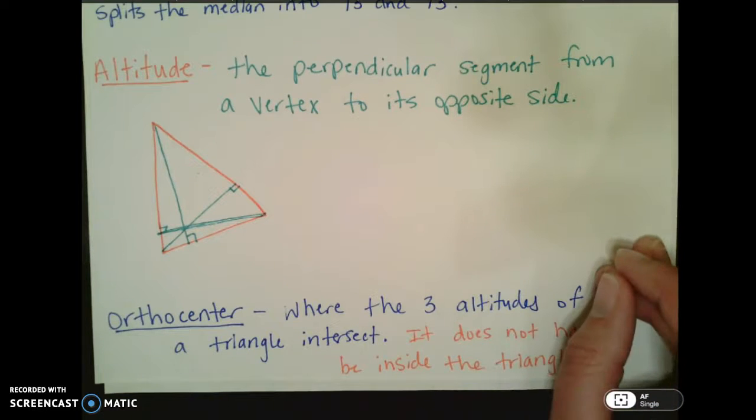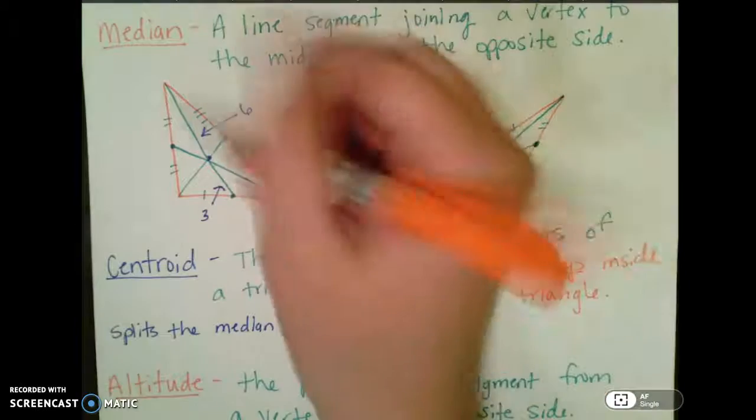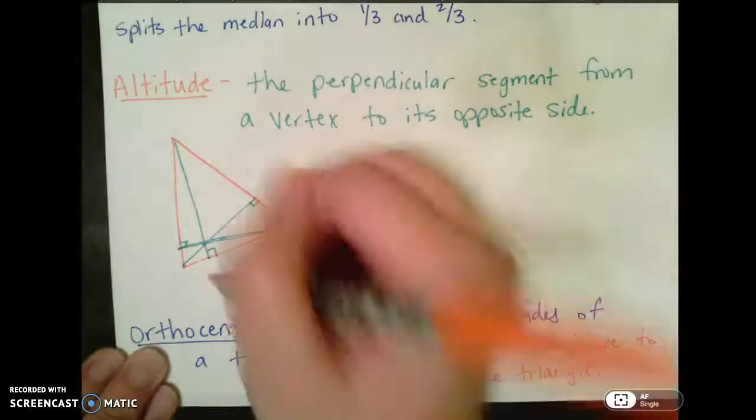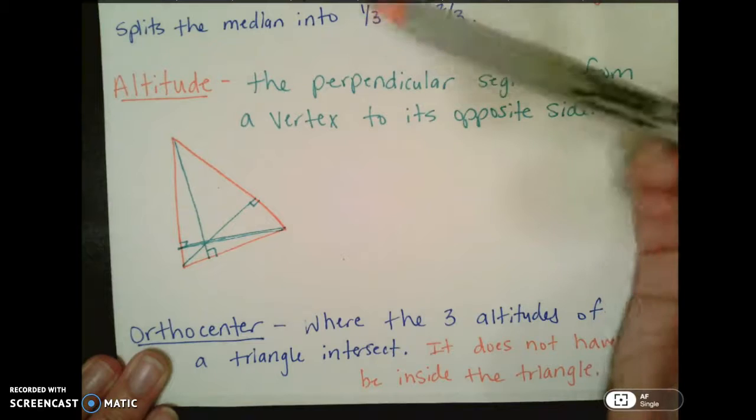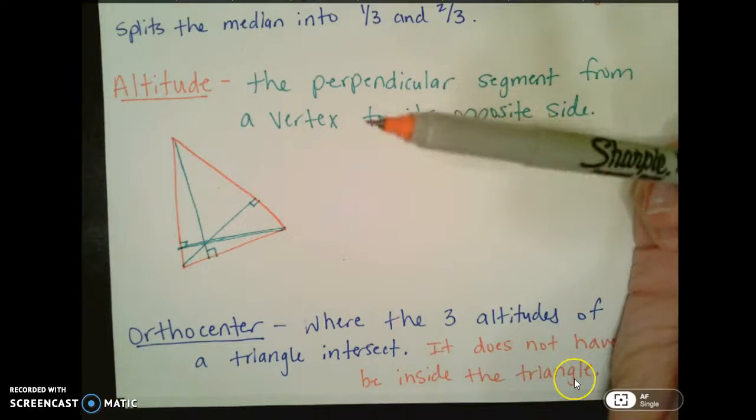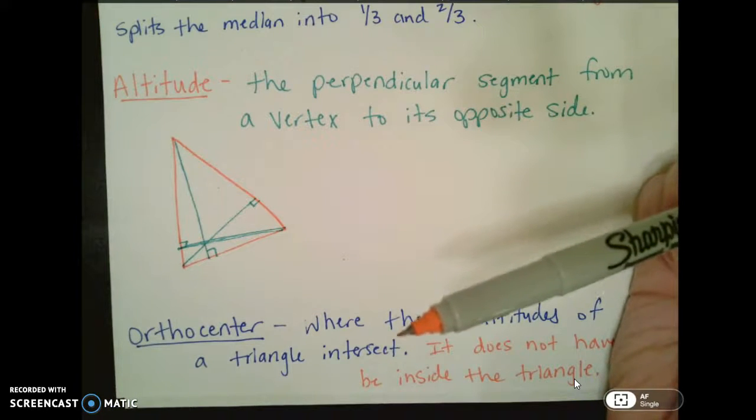Basically what we have are medians and altitudes. Medians go from vertex to midpoint. Altitudes go from vertex to wherever would make it perpendicular. And then the centroid is the point where the medians intersect. And our orthocenter is the point where the altitudes intersect.